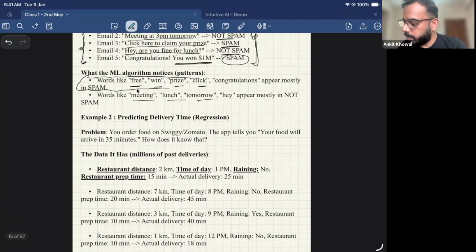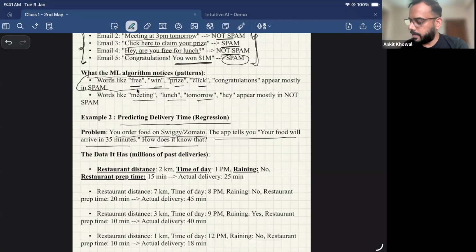Now let's take an example of regression. What is regression? Let's say the problem is you order food on Swiggy or Zomato. The app tells you your food will arrive in 35 minutes. How does it know that, right? So here, see, the output is a number. It has to predict something which is a number. So how does it work?